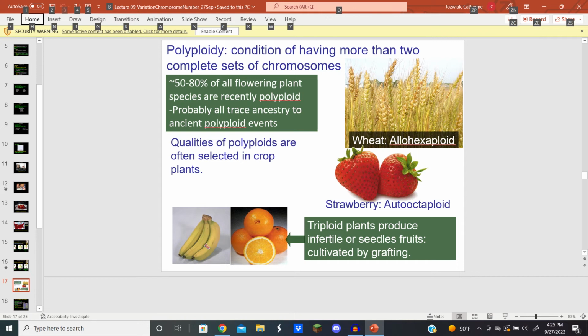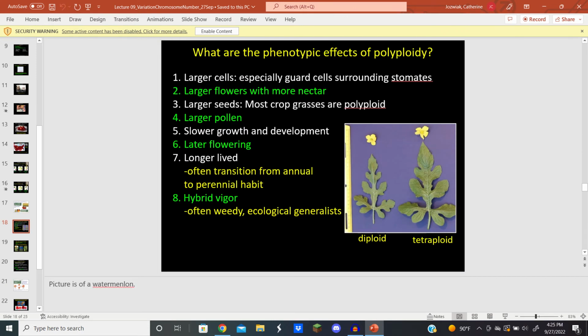And there are lots and lots of phenotypic effects of polyploidy that largely result from this dosage effect in development. One is that they just generally have larger cells, right? And strangely enough, the cells that are the largest compared to diploid cells are the guard cells outside of stomata on the underside of leaves. So a lot of times, if you want to tell whether a plant is polyploid or not, just look at the guard cells. Generally, they produce larger flowers that have more nectar. They also produce larger seeds.